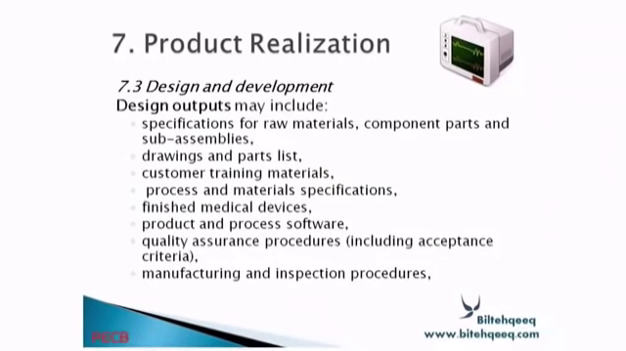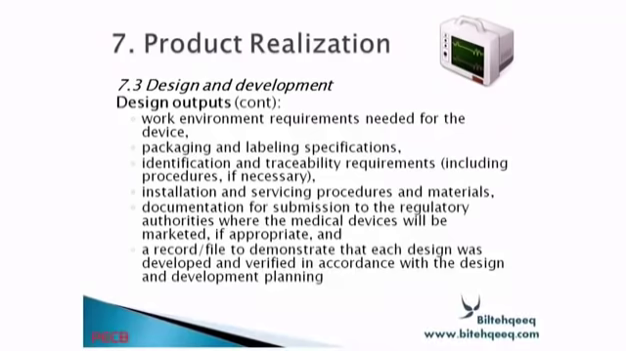And design output may include specifications for the raw materials, component parts and sub-assemblies, drawings and parts list, customer training material, process and material specification, finished medical devices, product and process software, quality assurance procedures including acceptance criteria, manufacturing and inspection procedures. Design output also includes work environment requirements needed for the device, packing and labeling specification, identification and traceability requirements including procedure if necessary, installation and servicing procedures, and material documentation for submissions to the regulatory authorities where the medical devices will be sold, if appropriate. A record is filed to demonstrate that each design was developed and verified in accordance with the design and development plan.